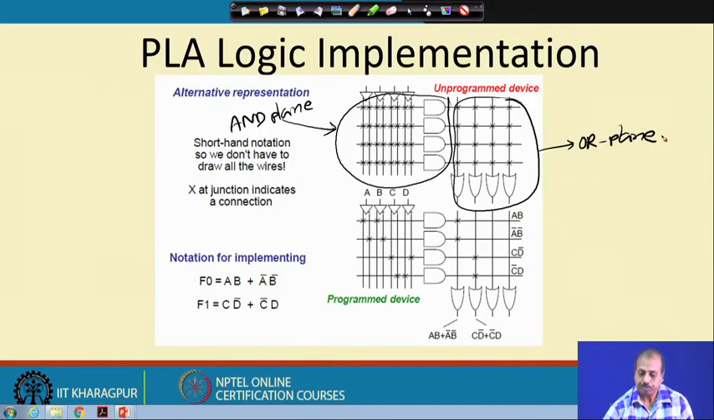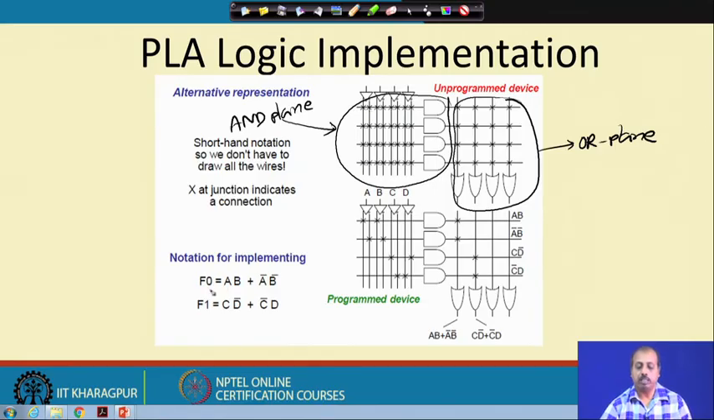Now, these connections in the unprogrammed device are represented by the presence of all these crosses. It indicates that there is a connection, and there are fuses. So, each connection has a fuse and you can blow it if you do not want the connection.